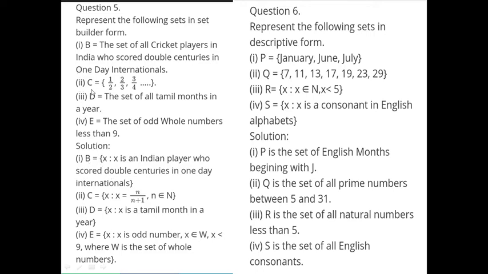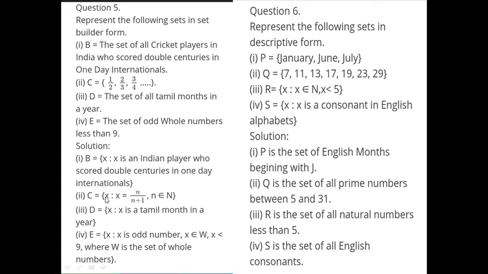The second question, C equal to set of 1 by 2, 2 by 3, 3 by 4. Here they have given in the roster form. We have to represent these elements by a rule, that is set builder form. So how to represent it by a rule? See, look at the number in the numerators. It starts from 1, 2, 3, and so on, which are natural numbers.